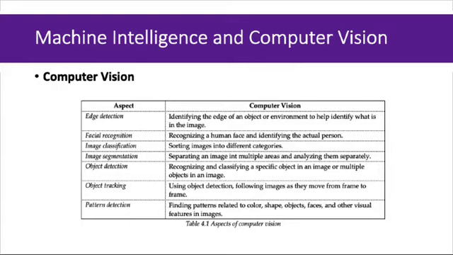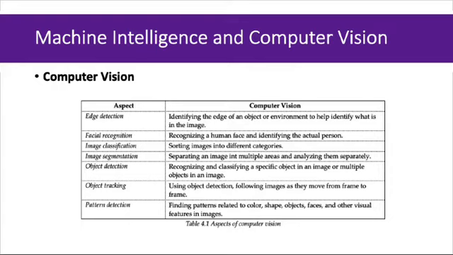In the field of computer vision, machine learning models learn how to identify objects, people, or individual attributes in an image. For example, a model could help evaluate automobile accidents, identify the type of vehicle or vehicles involved in the accident, and provide an estimate for repair costs. Computer vision may involve aspects of edge detection, facial recognition, image classification, image segmentation, object detection, object tracking, and pattern detection. These aspects are all detailed in Table 4.1.